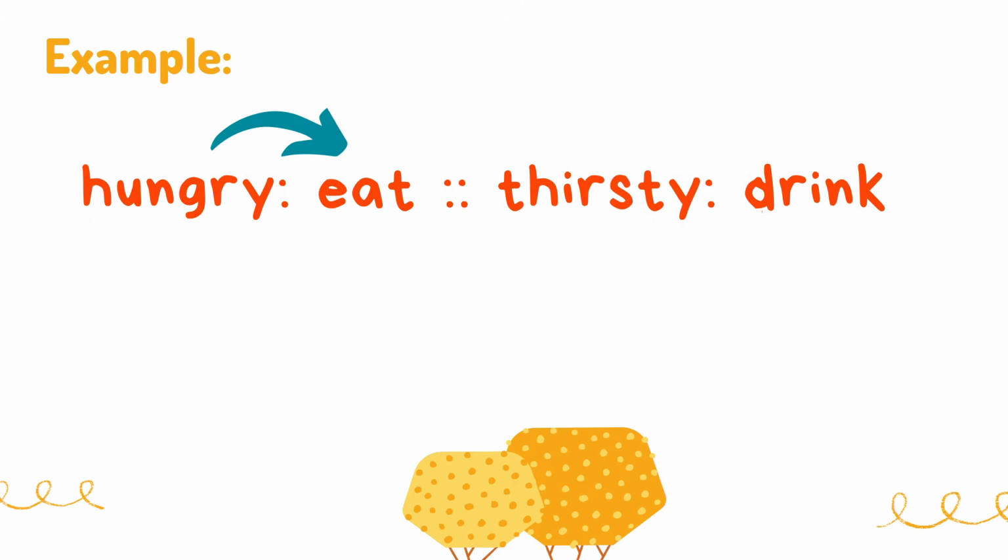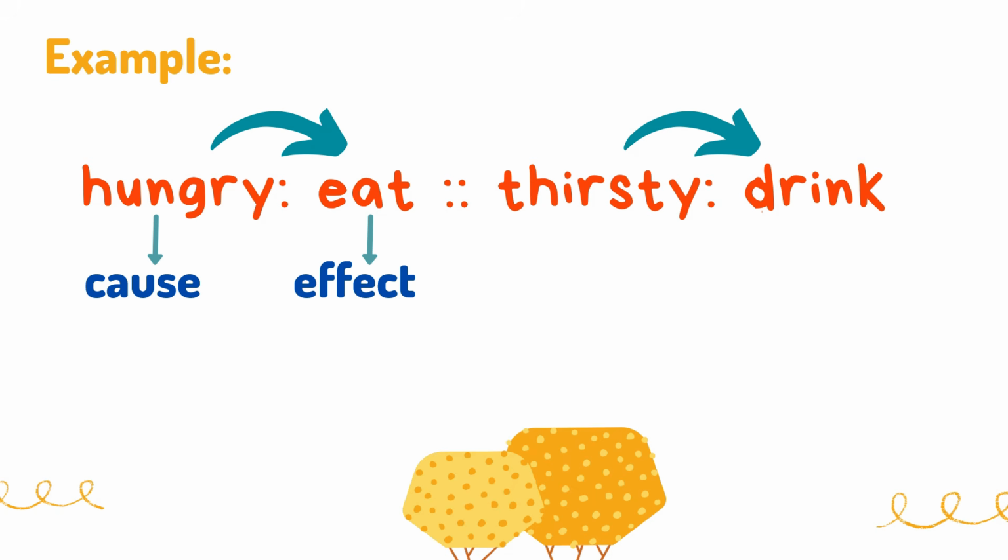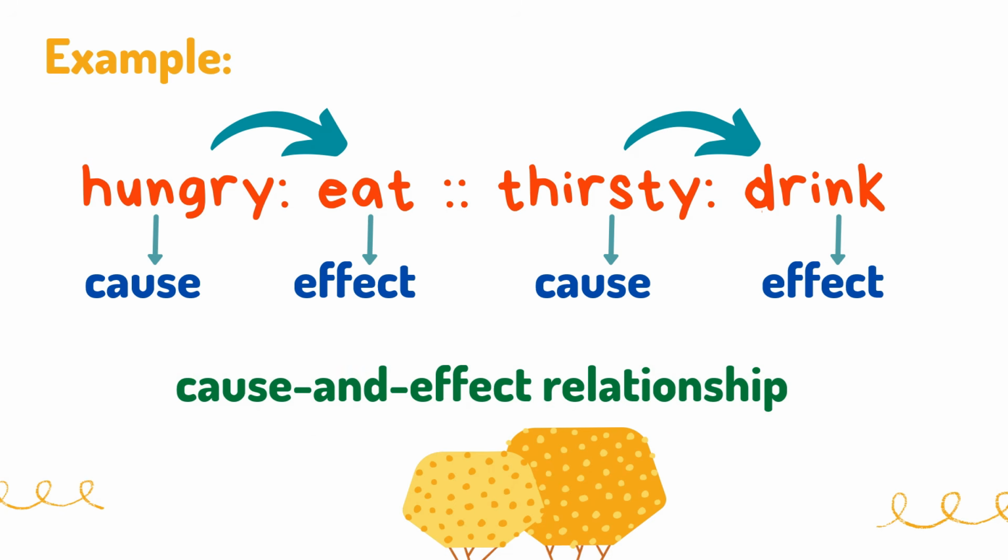Now let's discuss how this becomes an analogy. Let us focus on the first set. Hungry is to eat. Hungry is the cause, and if you are hungry, the effect is eat. The other set should also have a cause and effect relationship for this to become an analogy. Thirsty is the cause, and drink is the effect. Now that we have both cause and effect relationship on two sets, then this becomes an analogy.